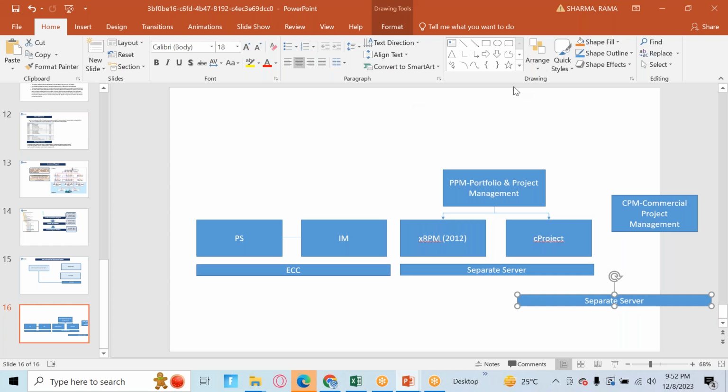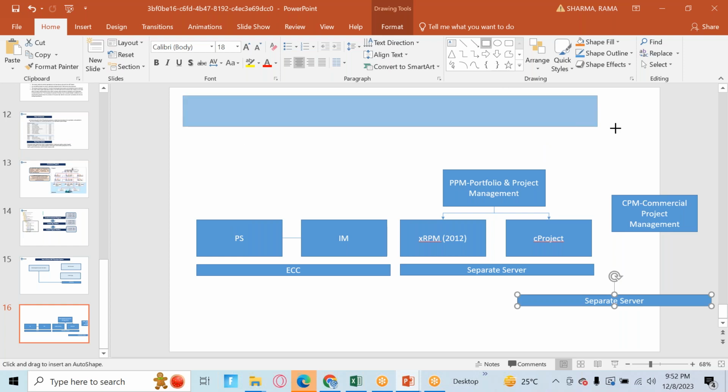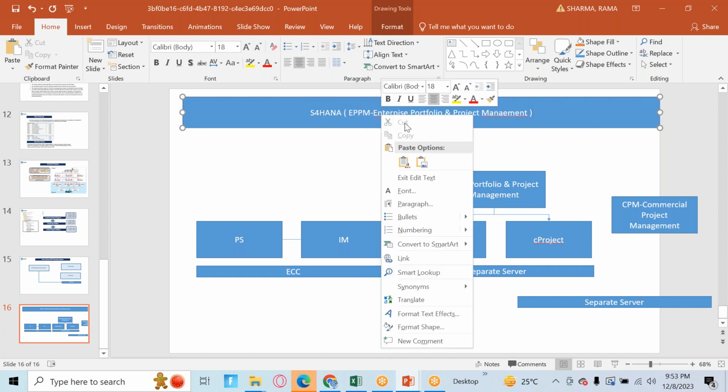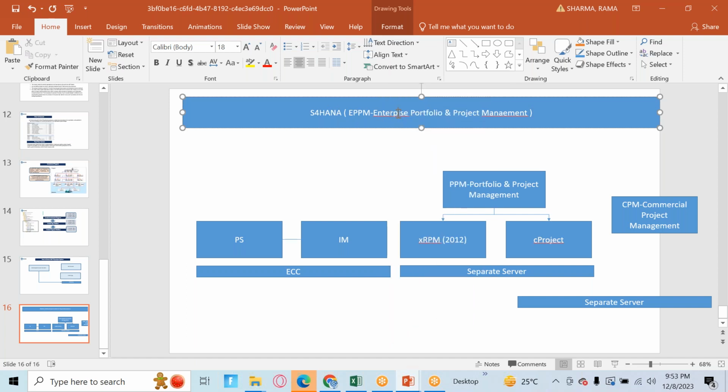And in S4HANA, till version 1709 it was the same as in this picture. But after that, they kept all these things in one place, one server, which is S4HANA, and we started to call it EPPM, Enterprise Portfolio and Project Management. This means your PS, IM, PPM, and CPM, everything was there in the S4HANA system. This was the 1709 version. So let us understand.